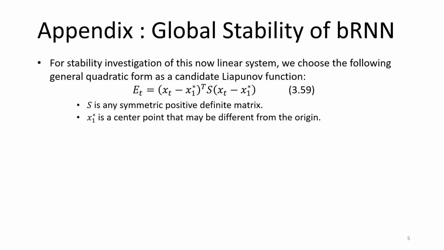In equation 3.59, S is any symmetric positive definite matrix, and x*_1 is a center point that may be different from the origin. In Lyapunov theory, typically, x*_1 is chosen to be an equilibrium point of interest. In the present case, however, x*_1 is simply a point in the state space as a center to be determined. We note that this Lyapunov candidate is positive definite for all points with reference to the center point x*_1.